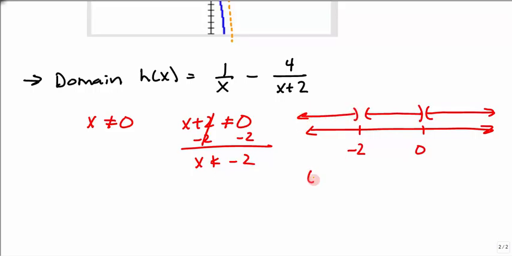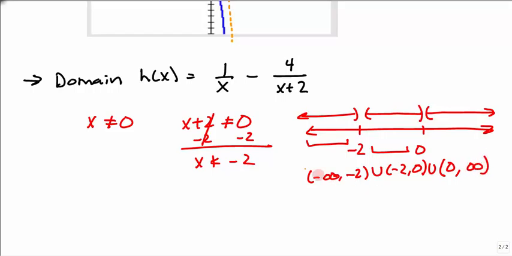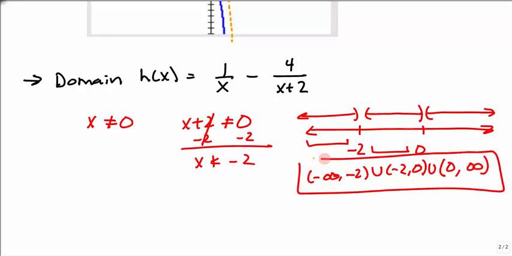So let's go negative infinity to negative 2. That would be this portion. This portion would be negative 2 to 0, but again I'm not including those points because at negative 2 and at 0 it's undefined. Union, and then I start up again right after 0, so I have a parentheses here and I head up toward infinity. So this is the correct domain for this. Now let's go ahead and graph this as well.